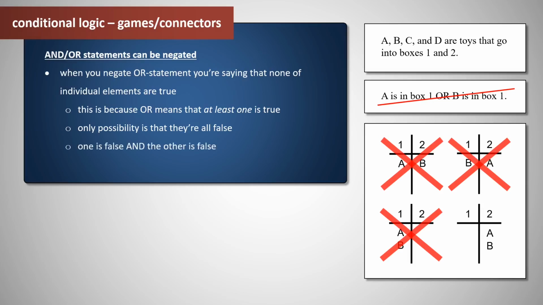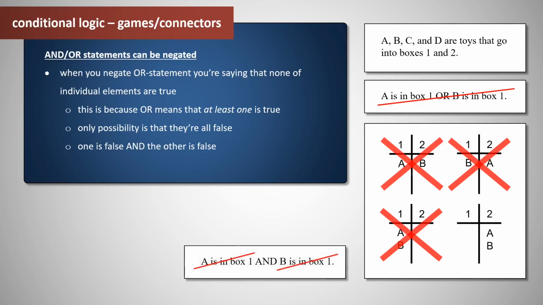And so the way you think about it is one is false and the other is false. So once again, we're taking the or and turning it to the and, like we did in the previous one, and turns into or. And you translate the statement above, A is in box 1 or B is in box 1, the whole thing crossed out. You translate it as A is not in box 1 and B is not in box 1.